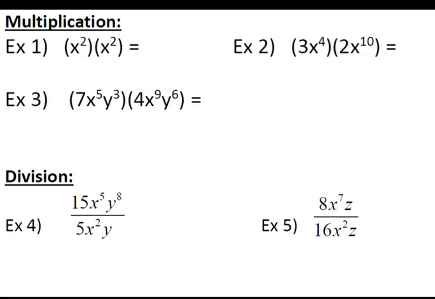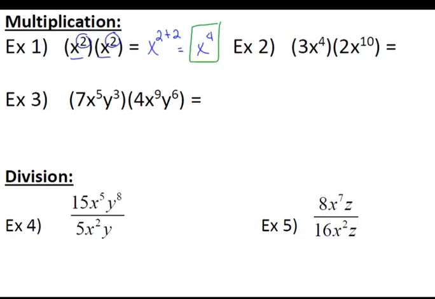In order to multiply, you first need to make sure that the bases are the same. Here we have x to the second power times x to the second power. Since I have the same base, I'm going to have x to the 2 plus 2. So my final answer is x to the fourth power. You add your exponents together.